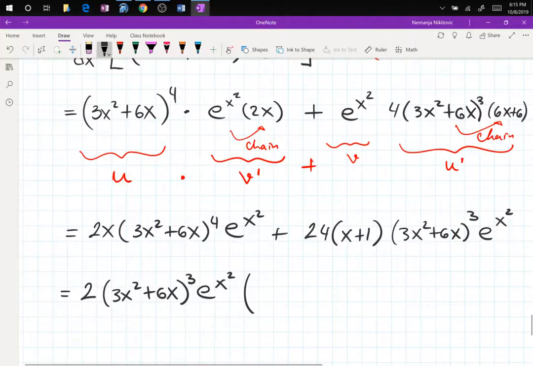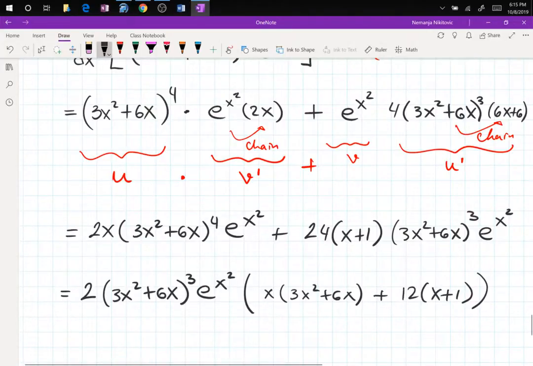24 is divisible by 2. Then you have the same parenthesis of 3x squared plus 6x. One has 3 of them, one has 4 of them, so 3 on a pile, and e to the x squared. So what's left? Well, from the first one, we have x times (3x squared plus 6x) to the first power, because one of them stays, plus 12x plus 1. Because, right, 2 came out, all 3 of the quadratics and the e to the x squared all went out.